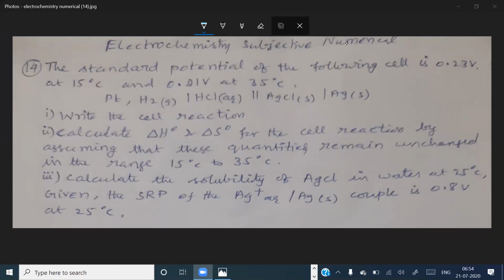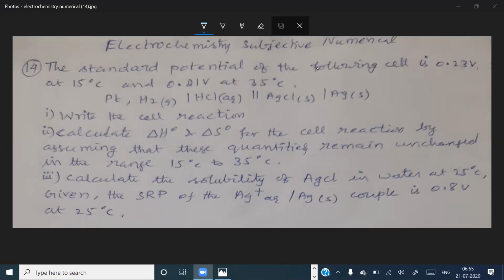Platinum, hydrogen gas, HCl aqueous. This indicates a hydrogen electrode. It is a hydrogen electrode. Then the salt bridge, and on the right side of the salt bridge, AgCl bar Ag. That means a metal, insoluble salt, anion electrode of the cell is given.